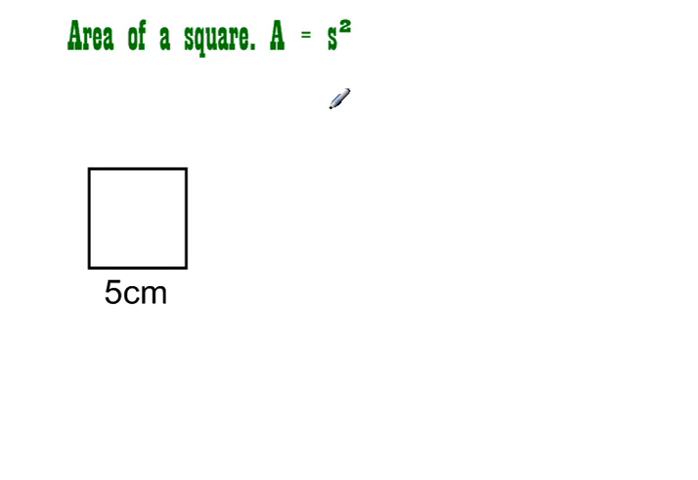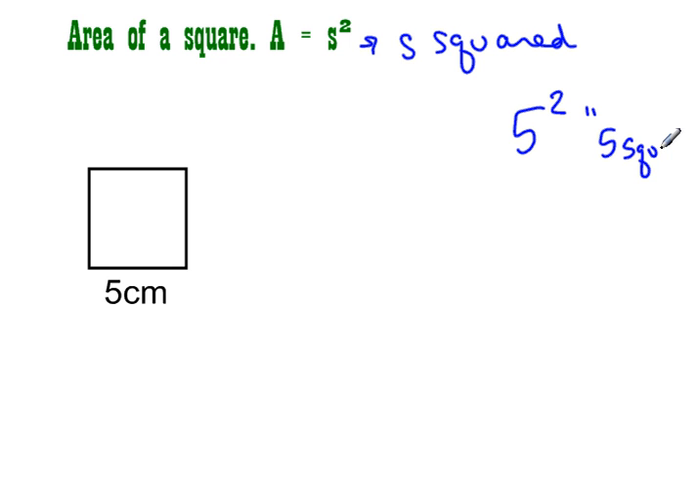Now this is really interesting because this is where s to the second power, you sometimes might hear we would read that as s squared. Or if we had 5 to the second power, that we would call that 5 squared. And if you've ever wondered why we say the second power is squared, this is the reason why. Here is a square. If this side is 5 centimeters, then this side is also 5 centimeters. So is this side. So is this side.